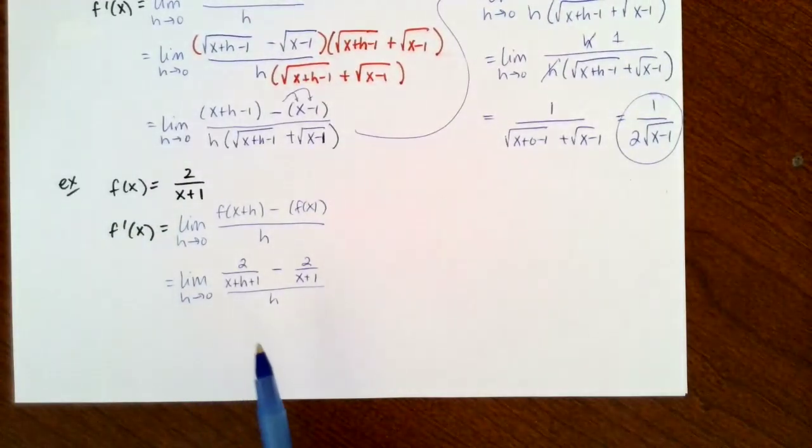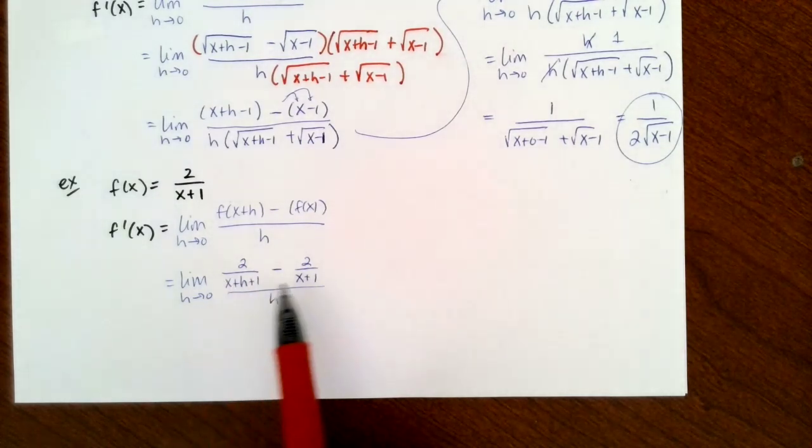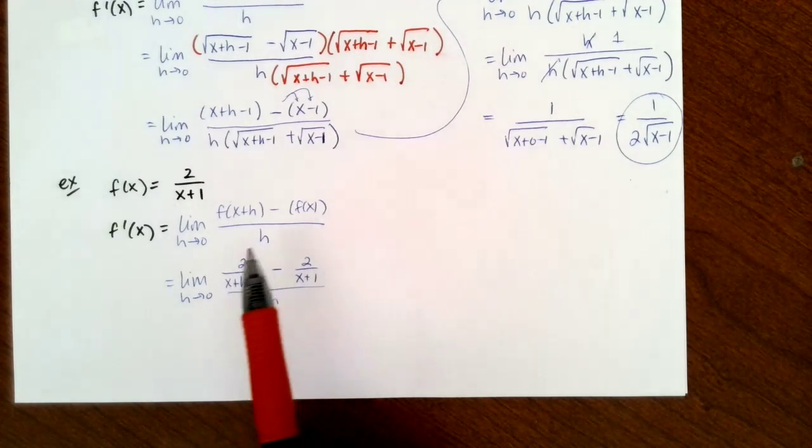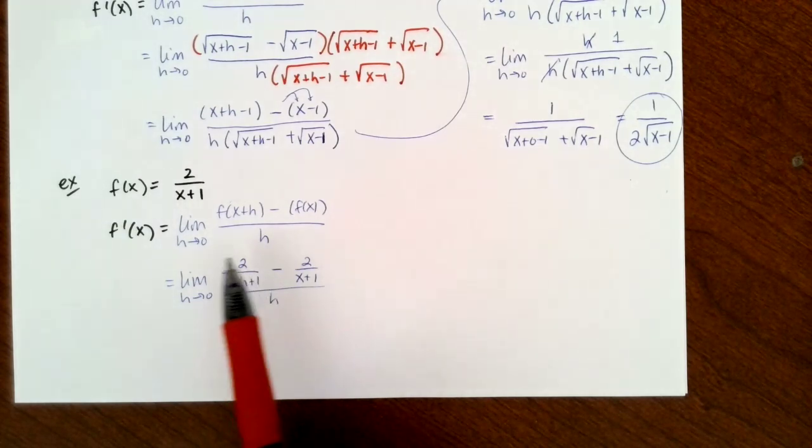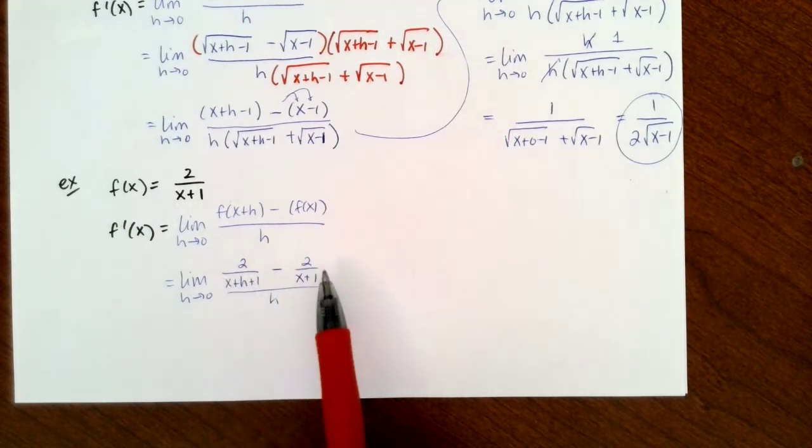All right, so again, 0 over 0, we see fractions, so we'll do a least common denominator. This numerator fraction minus fraction situation, each of them is going to get times top and bottom the other denominator. So this one gets x plus 1 top and bottom. This one gets x plus h plus 1 top and bottom. And it's going to get a little messy, but it'll work out just like the others.